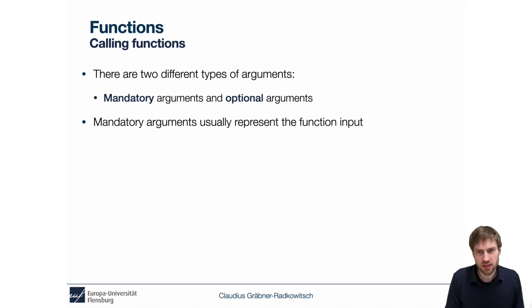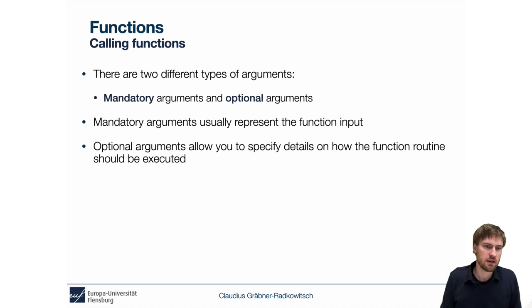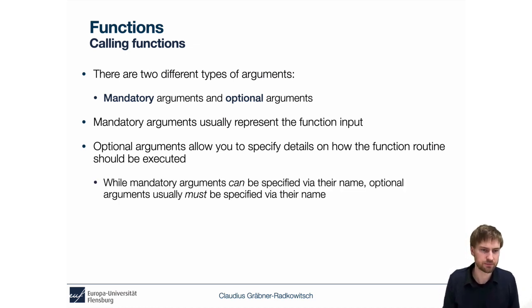Mandatory arguments usually represent the function input. Like for instance, if you remember the log function, the 2, which we've passed as the first argument to this function, was the typical function input, because the 2 was the subject of the routine of taking the logarithm that then produced the output of the function. Optional arguments usually allow you to specify details on how the function routine should be executed. So there's usually a default option of how the routine is applied. And with some functions, you have certain degrees of freedom of how to tweak this routine to your particular needs.